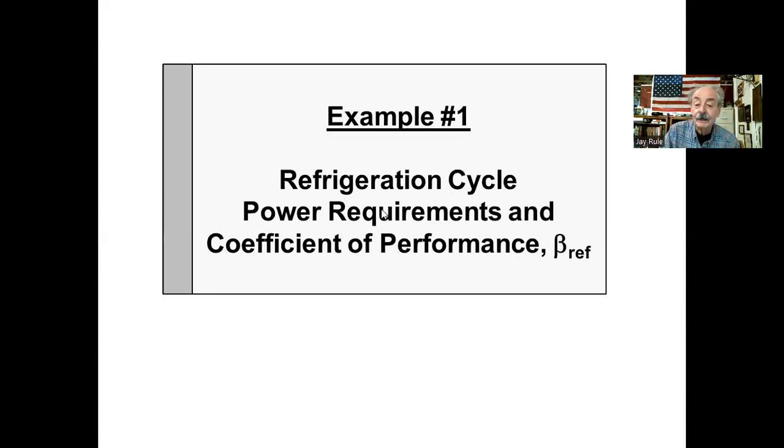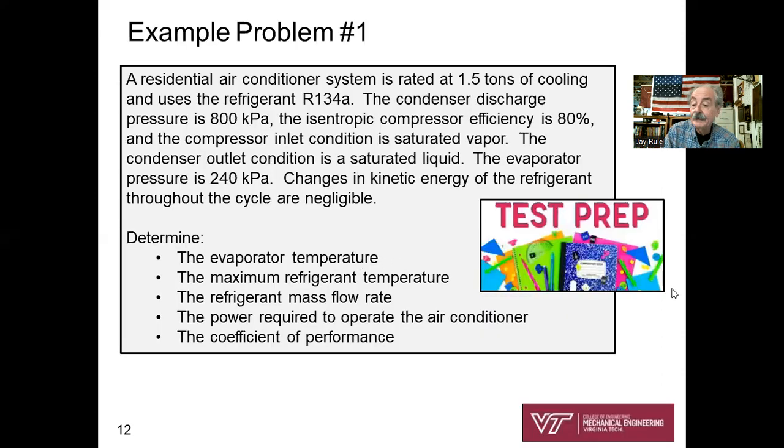Okay, so here's our example problem where we're going to determine the power needed to run a whole house air conditioner, as well as determining the coefficient of performance for the air conditioning system. And here's our problem. A residential air conditioning system is rated at 1.5 tons. This is the way you purchase an air conditioner from Home Depot or Lowe's or an HVAC commercial installer. 1.5 tons of cooling.